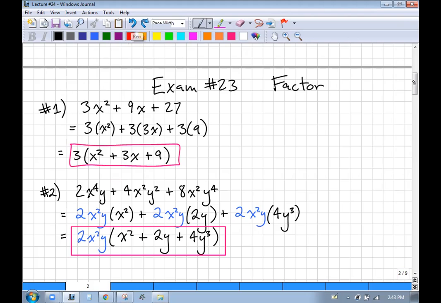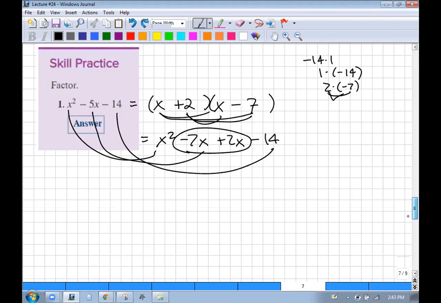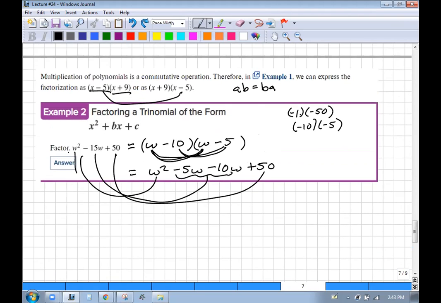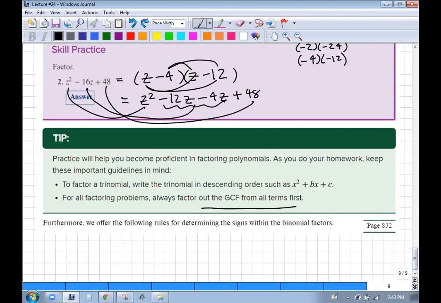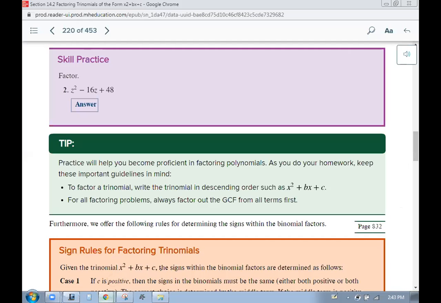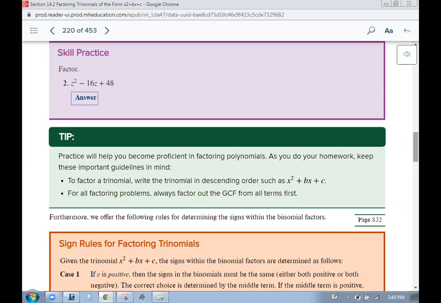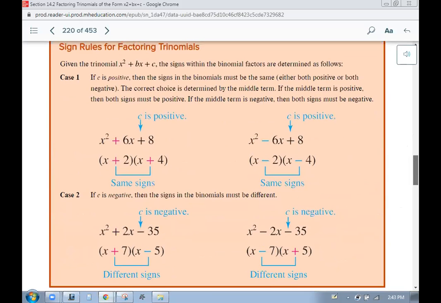So before, these are all easy because there is no number out front, right? In front of the squared term. But if there is, you want to be able to factor that out of all of them. Okay, and we'll do examples of that. So they're just throwing in an extra step that you do first. So here's a bunch of rules.